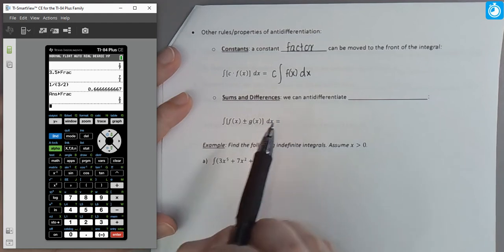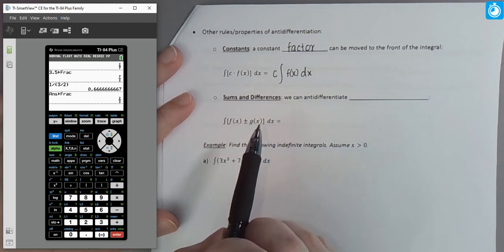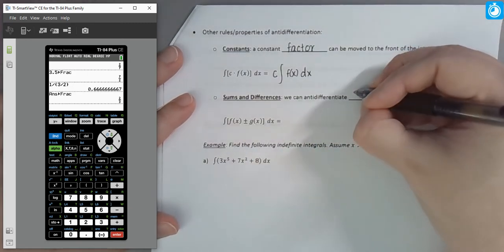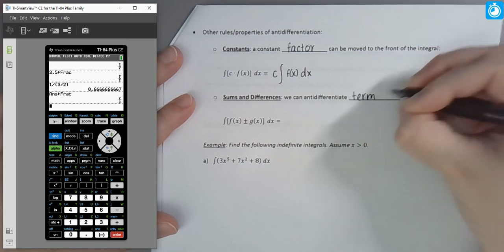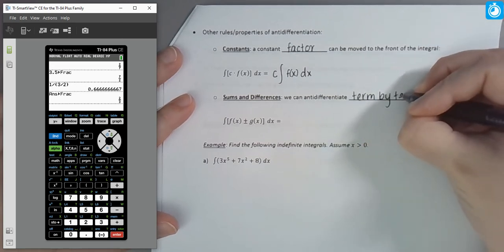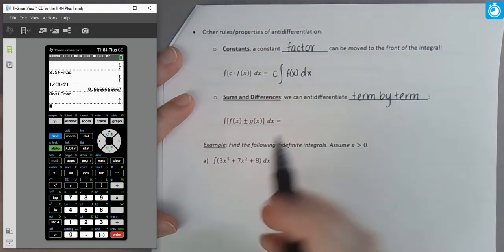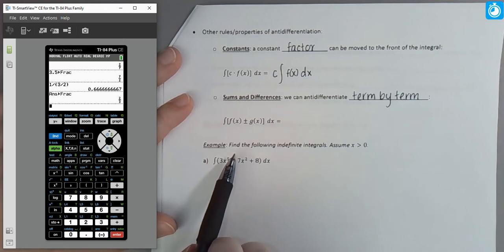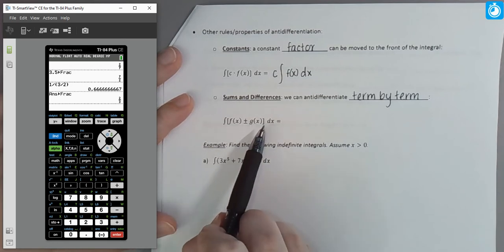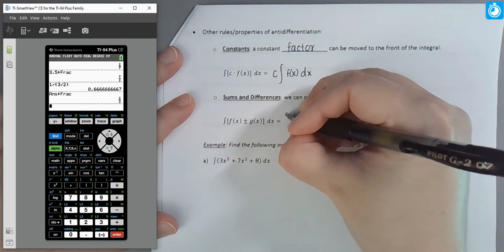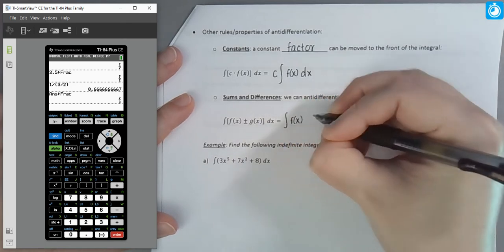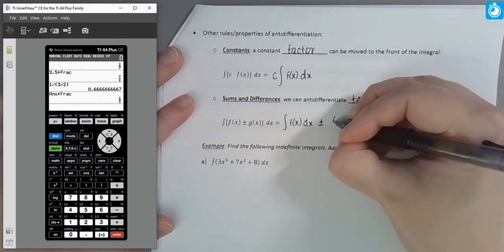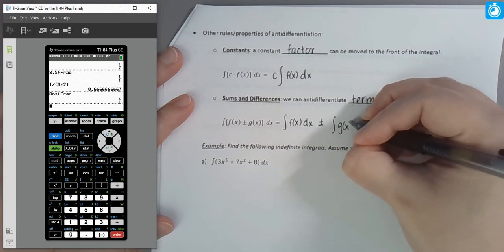Sums and differences. Also the same kind of thing for integration as it is for differentiation. We can differentiate term by term. We can anti-differentiate term by term. Whether we have addition or subtraction does not matter. So if we have an antiderivative of some function plus another function or minus another function, we can split that up and we can take one antiderivative at a time. So this is going to be the same thing as the antiderivative of the first function plus or minus the antiderivative of the second function.